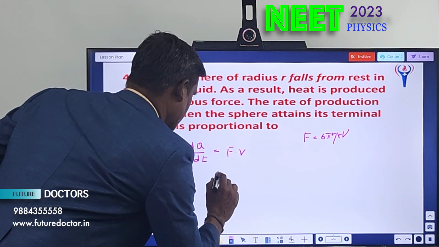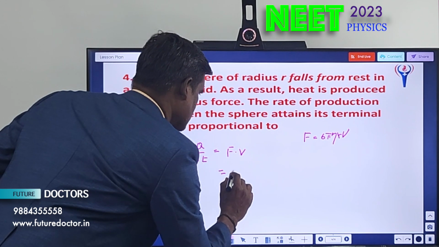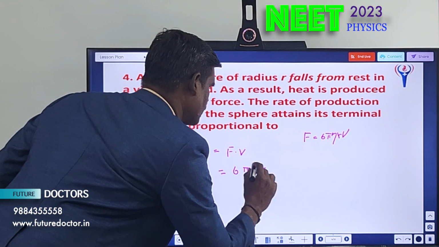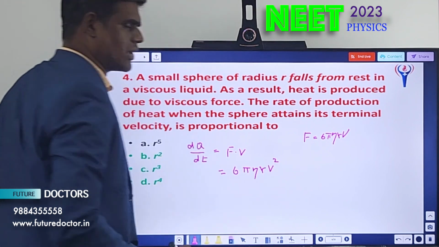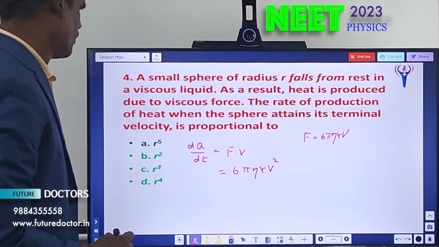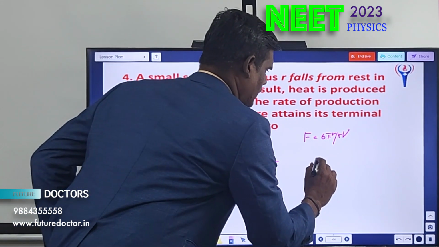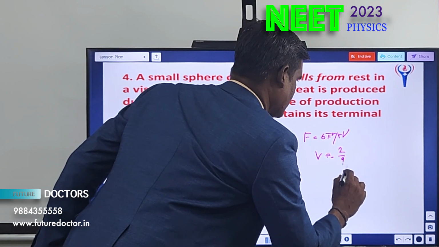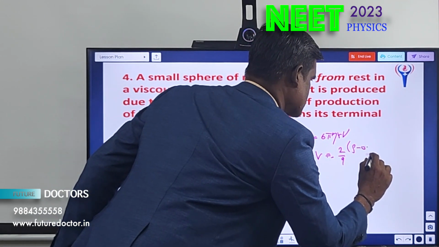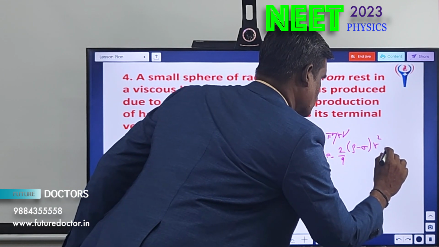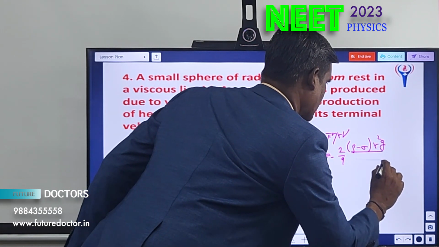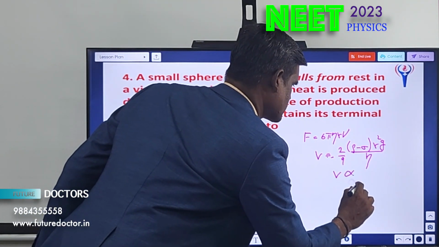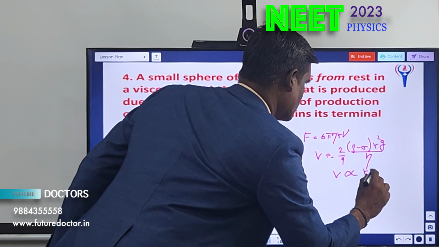Then dq by dt equal to F, which is 6 pi eta r into v square. This v is only the terminal velocity. And terminal velocity v equal to 2 by 9 (rho minus sigma) into r square g by eta. So from this, terminal velocity v is proportional to r square.